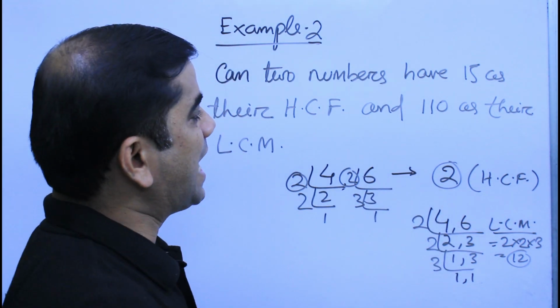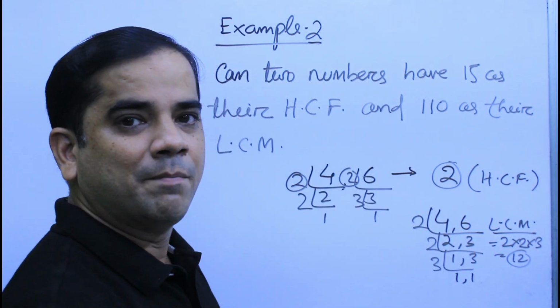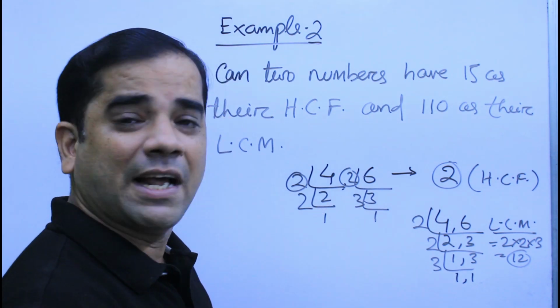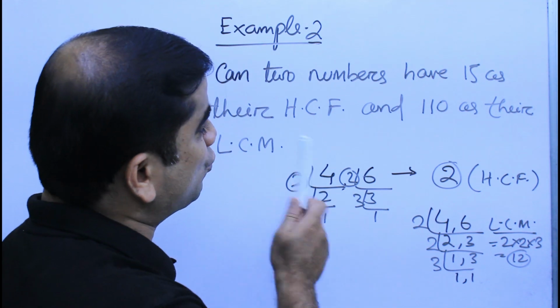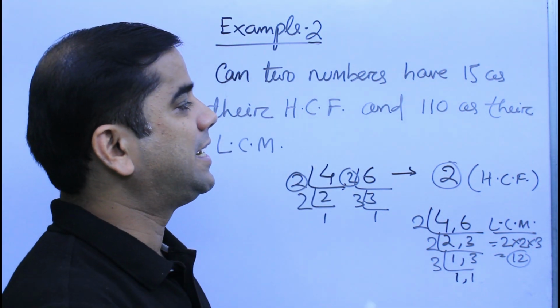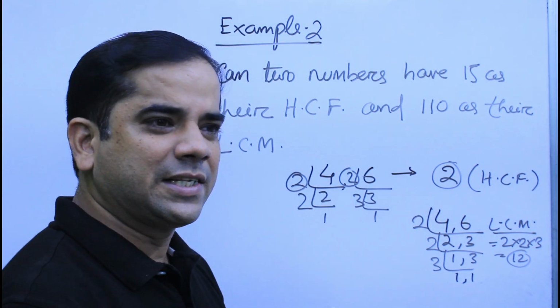So here as well 110 should be a multiple of 15. But we know that 110 doesn't lie in 15's table. So it's not a multiple of 15. That's why two numbers can't have 15 as their HCF and 110 as their LCM. Okay. So this is the answer.